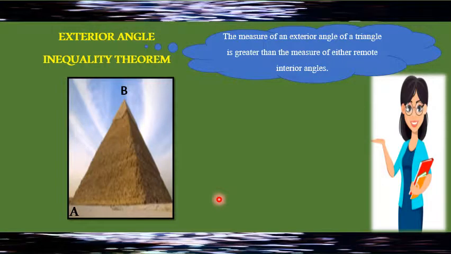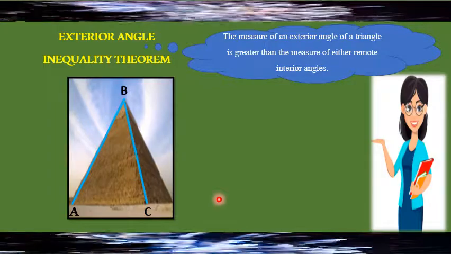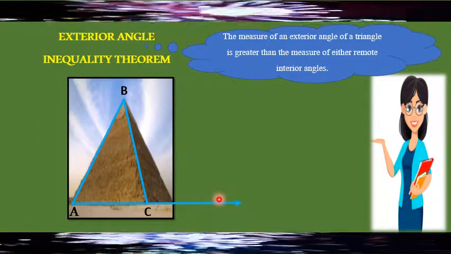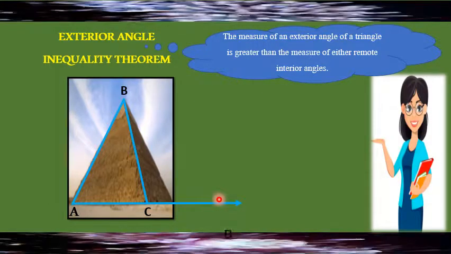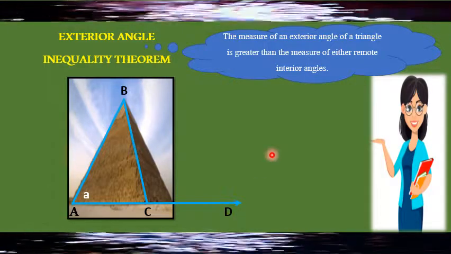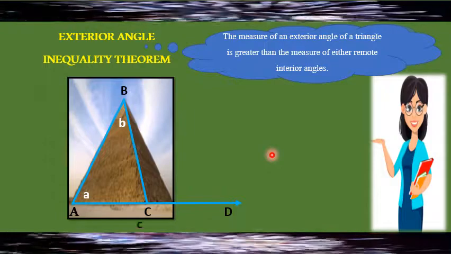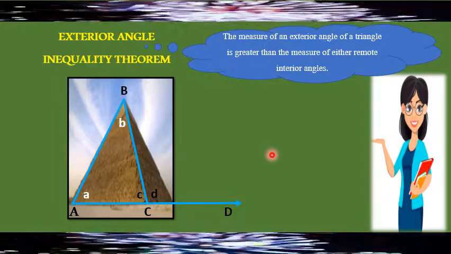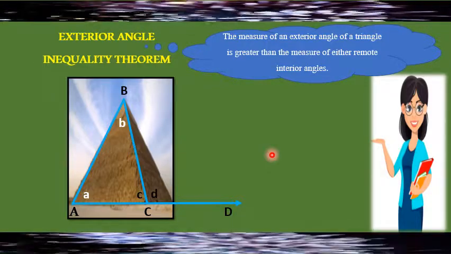The line segments AB and BC and AC, and the extension of line segment CD. This angle A and angle B and angle C and angle D are the important elements of the exterior angle inequality theorem.